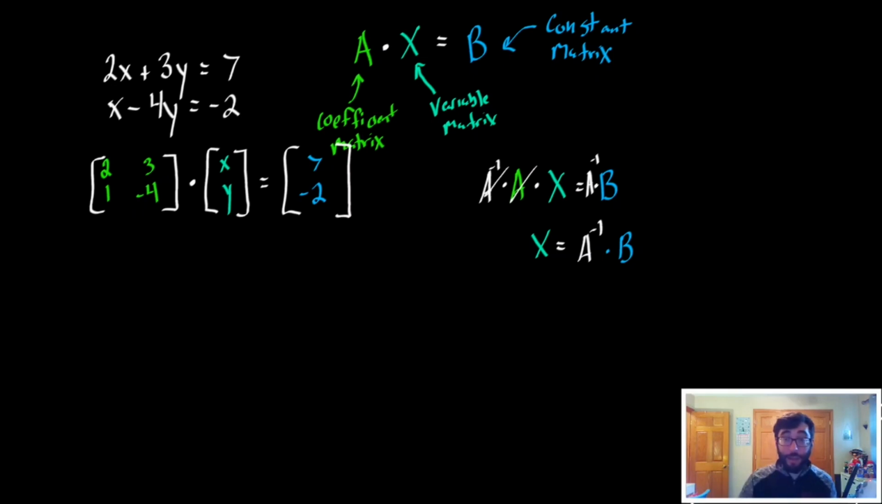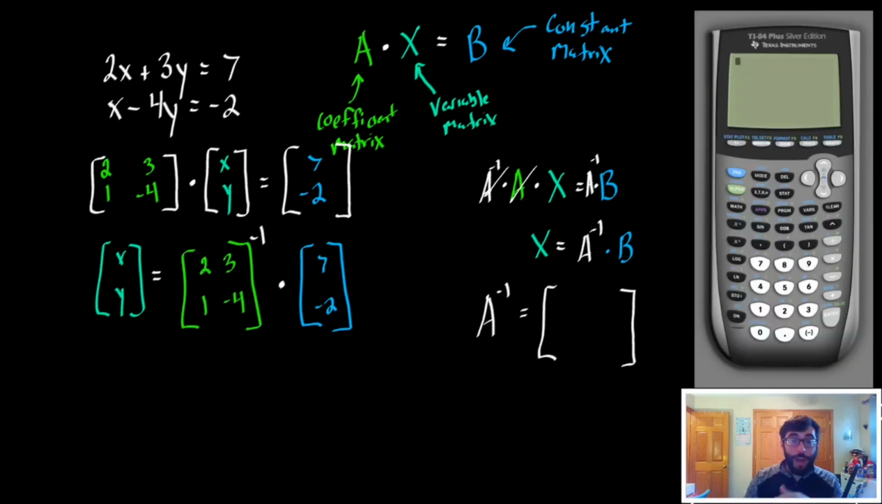Give me a second, let me get my calculator out and ready. Notice I just rewrote this so it matches up. We have our variable matrix equal to the inverse of our coefficient matrix times the constant matrix. Now I can use my calculator to input all this information.